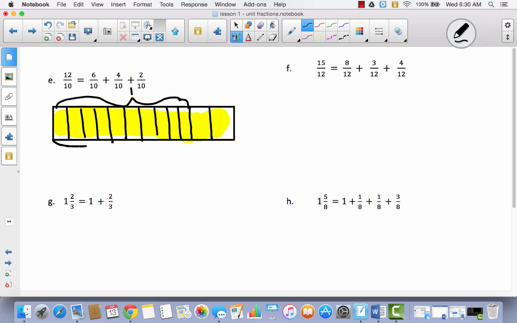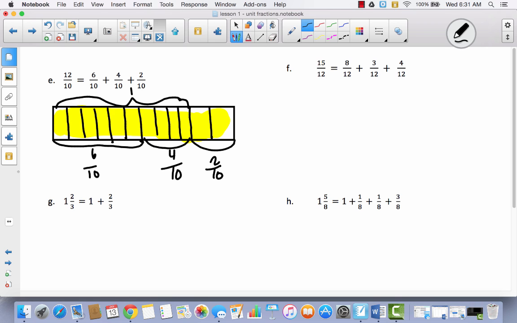So I've got 1, 2, 3, 4, 5, 6. And that is 6 tenths. And then I'm going to group 4 of them. And this is 4 tenths. And then I'm going to group 2 of them. So I've got 2 tenths.